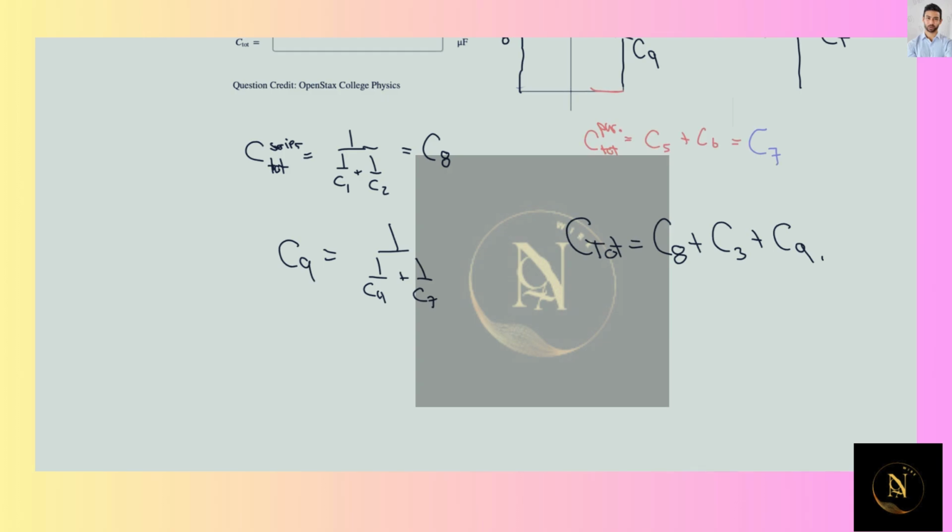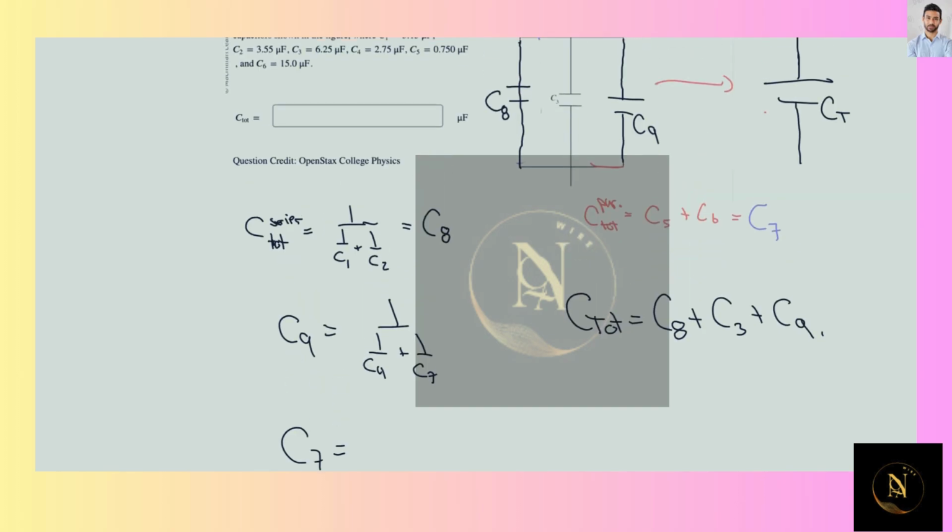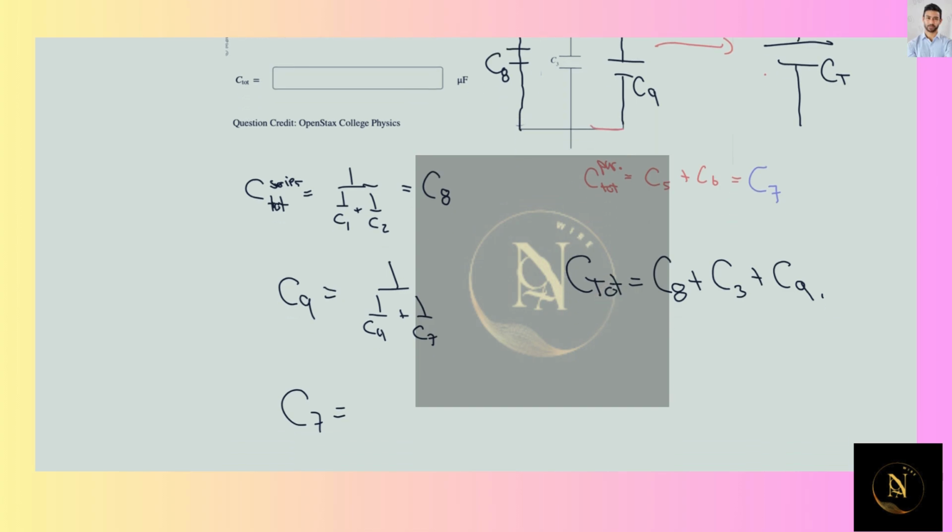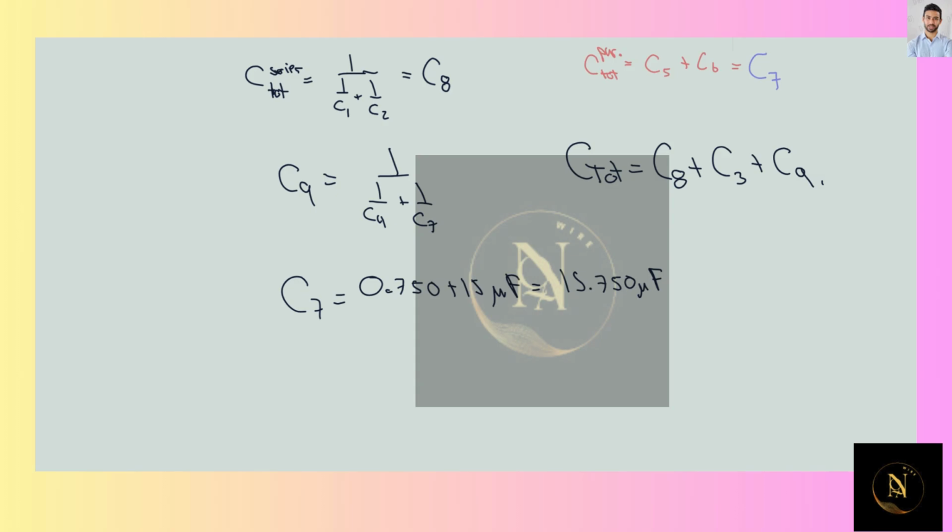The first one is going to be finding what is going to be C7. C7 was C5 plus C6, so 0.750 plus 15 microfarads, which is 15.750 microfarads. Perfect.